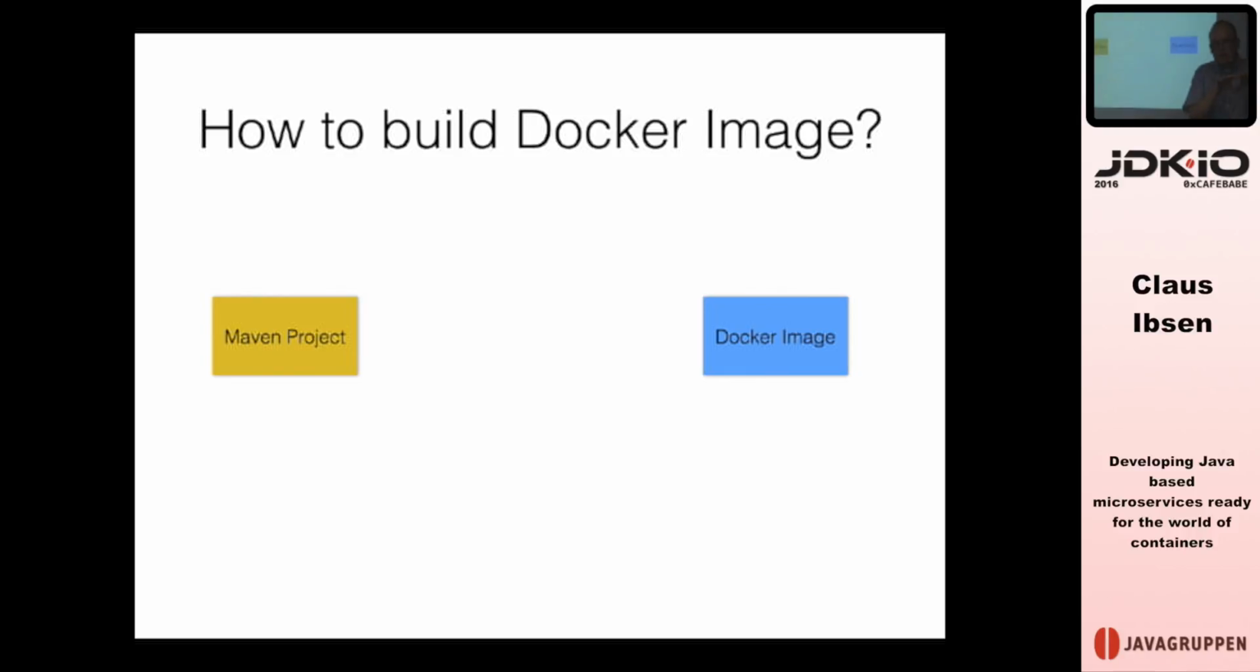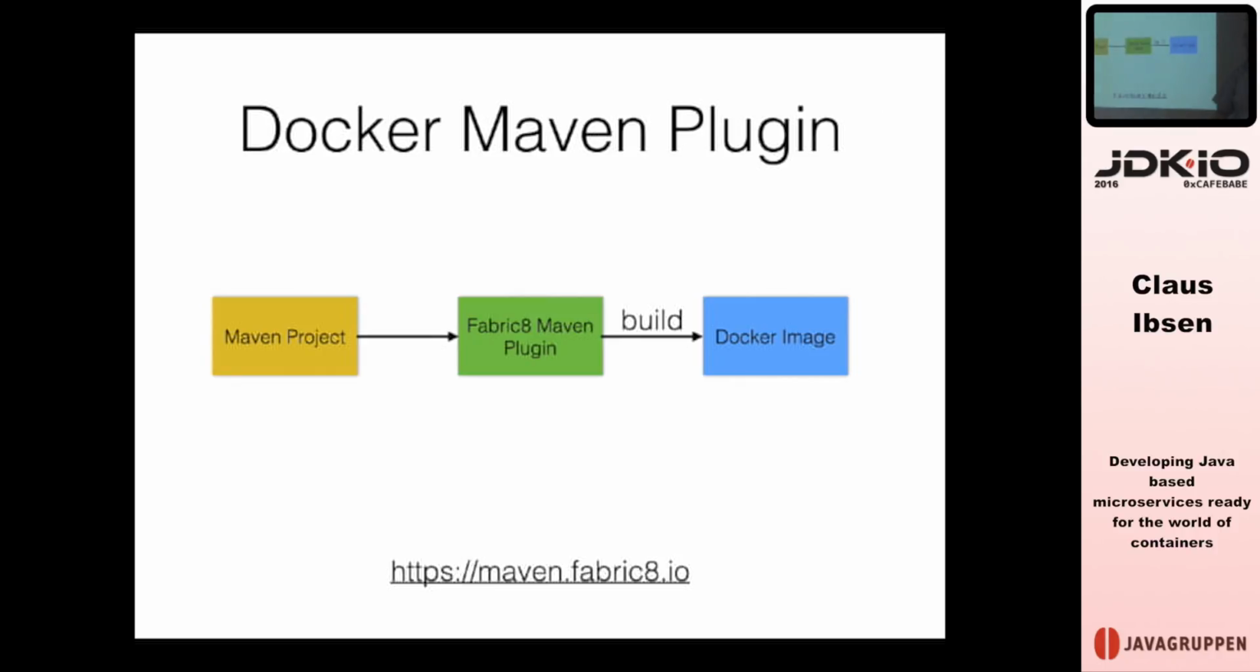But now I built some local code. I wanted to take that code and run it as a container. So I need to build a Docker image. So how do I take my code to build a Docker image? That is the question. You can use a Maven plugin to do that. That can build your Maven product as a Docker image, okay?